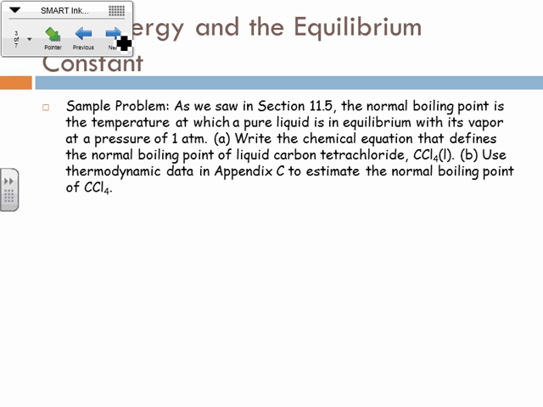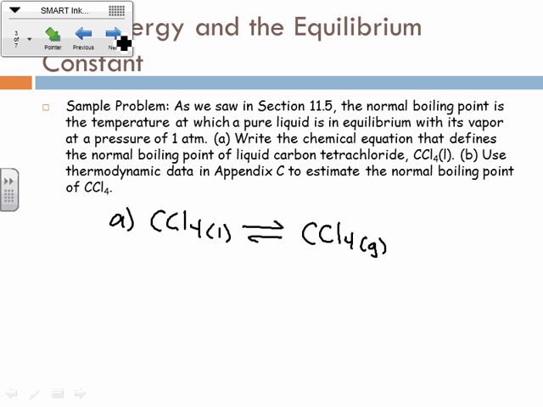So let's just look at a sample problem here. Now, there's one kind of implied question that we have to think about in order to answer part B. But part A here says, write the chemical equation that defines the normal boiling point of liquid carbon tetrachloride, okay? So the normal boiling point is the temperature at which the pure liquid is in equilibrium. Okay, so we're talking about an equilibrium here. Okay, and if we've got CCl4 liquid, then at its normal boiling point, it's going to be in perfect equilibrium with CCl4 gas.